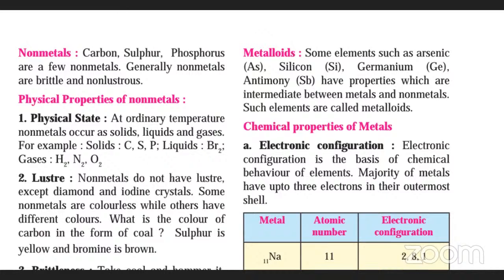What do you understand by electronic configuration? It is the arrangement of electrons in an atom. We know that an atom is made up of what? Protons, electrons, and neutrons. Protons and neutrons are present in the nucleus.